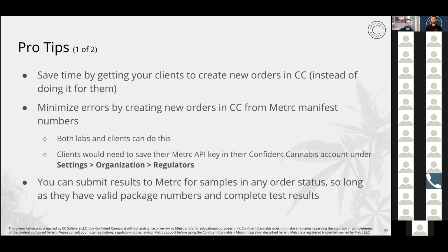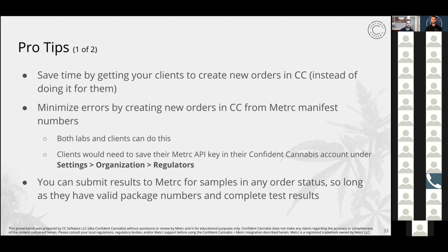So pro tips. You can save time by getting your clients to create orders in Confident instead of having you do it, obviously. They can do that with the manifest, they can do that with the samples, the package tags, and they can do it the old-fashioned way, just manually entering it. Regardless, it's always a good idea to try to get your clients to create their own orders first, and then that way you can just make any corrections as needed.